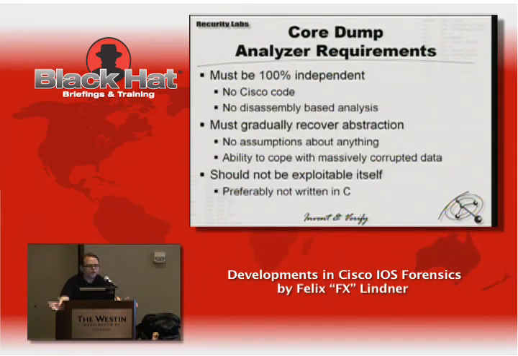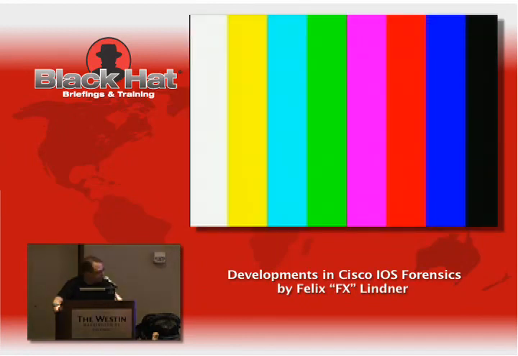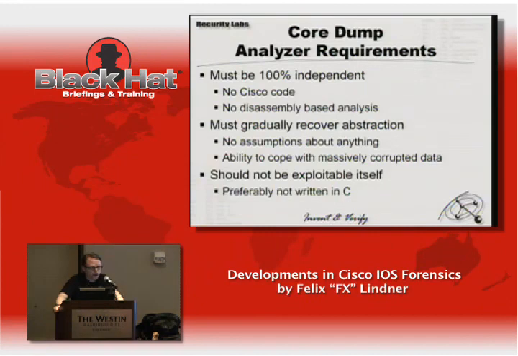So what requirements do we have? First of all, it should be independent of Cisco, because you don't want to have the person that's potentially guilty also leading the investigation. And you don't want to base your analysis on any disassembly of the image you're analyzing. Of course, you have to reverse engineer some of the data structures, but you don't want to use the data together with the disassembly because the code to begin with was causing the problem. And then on the other hand, disassemblies are not perfect.